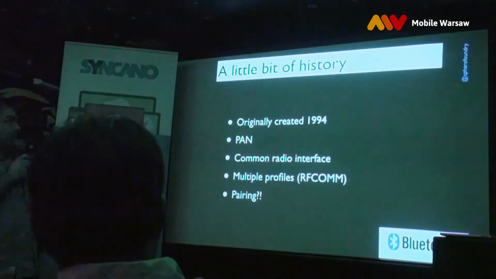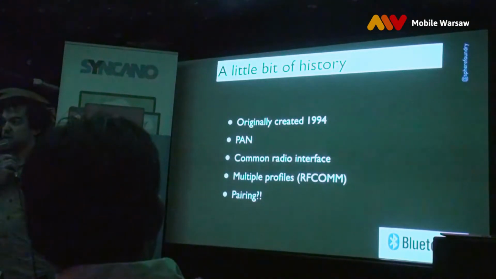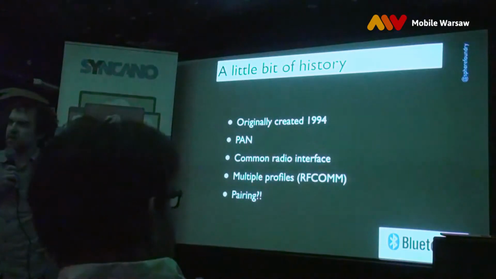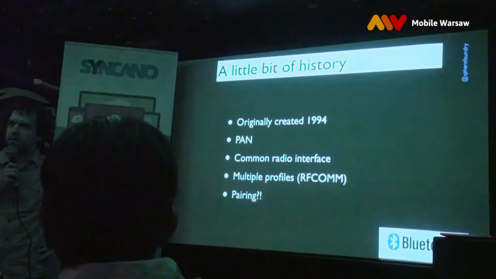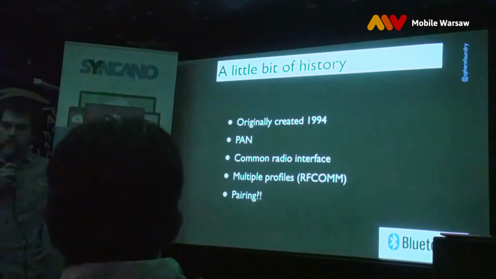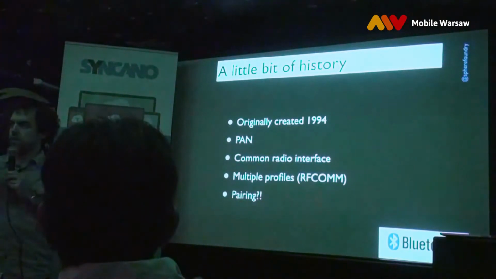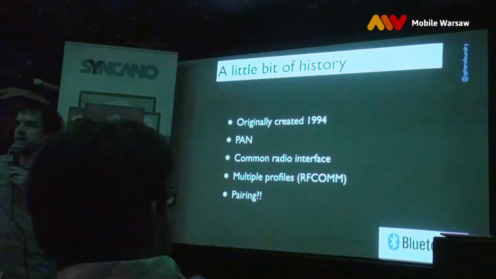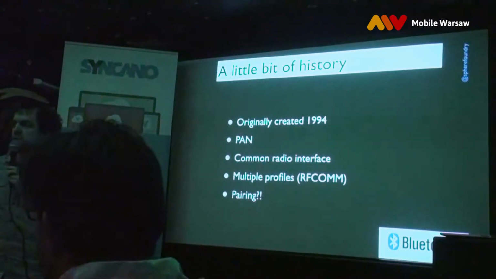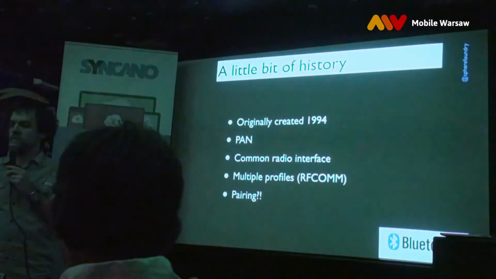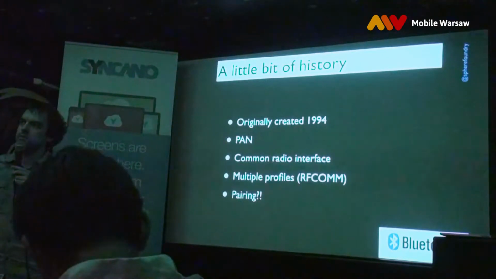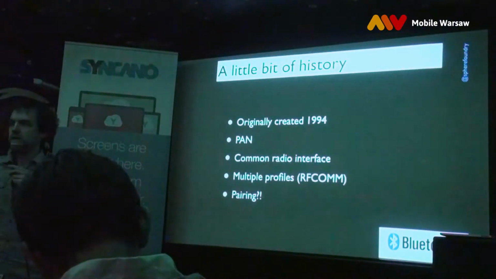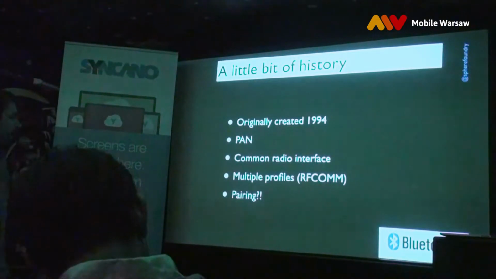So let's start with some history. It's 1994, and there is this new idea: let's connect everything with everything, especially everything that is around a person. Before, networks were based around network gear. You had servers, you had routers, you had all kinds of stuff. And this idea is, let's connect the devices around a person with its owner. So this is the personal area network idea.